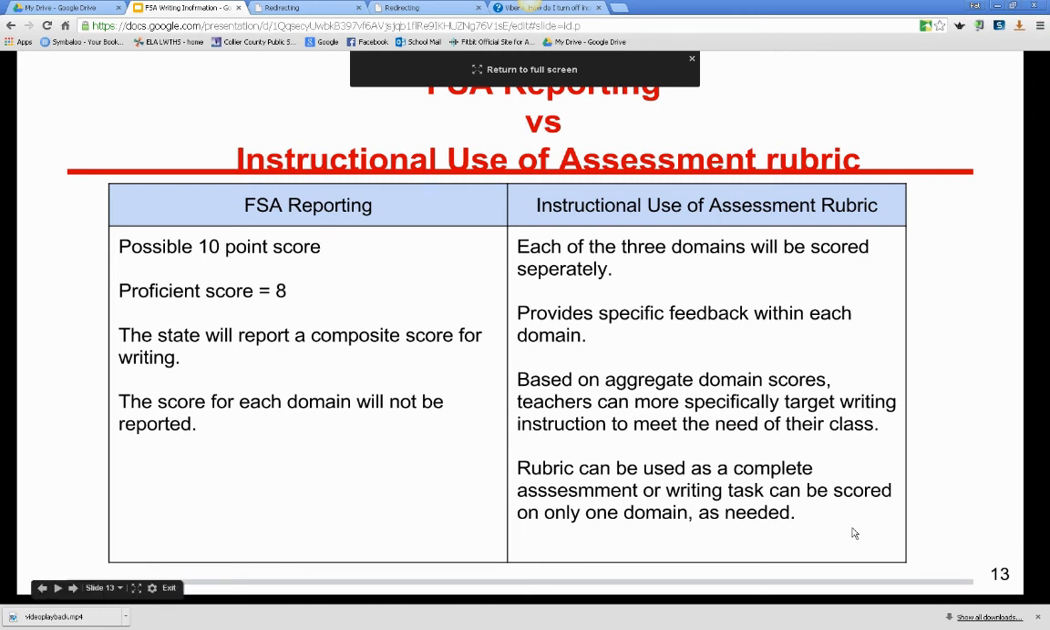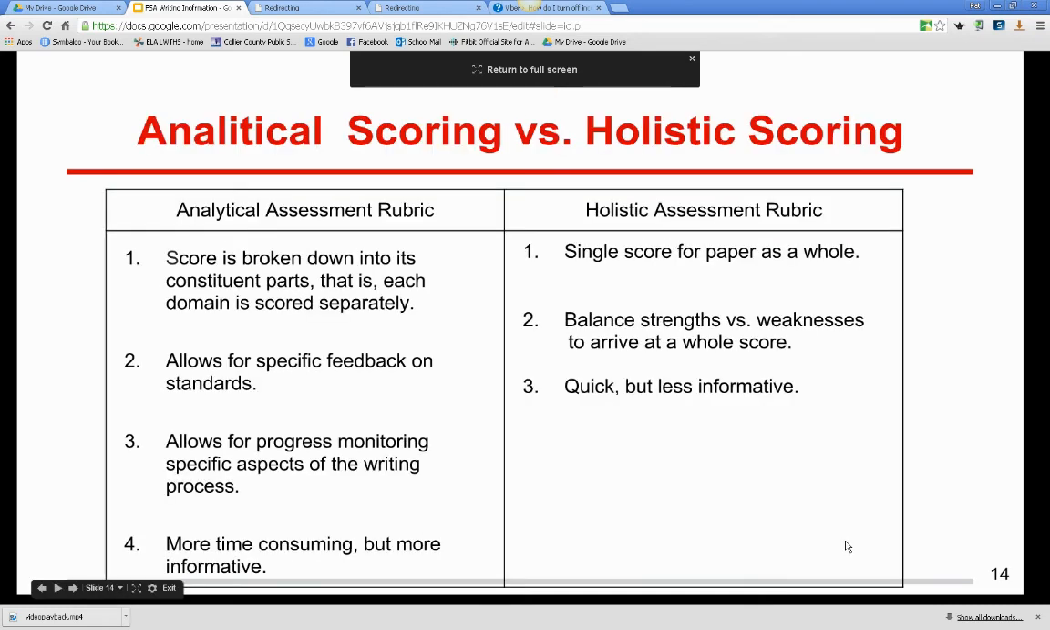You can also use the rubric just with one domain. So give an assignment and say, I'm only grading evidence and elaboration on this, and use the rubric to grade that particular domain. The difference between a holistic and an analytical scoring rubric is that this analytical rubric breaks the paper down into its constituent parts, looking at the domains. It allows you to give extra specific feedback to students. And you can also use it as a progress monitoring tool.